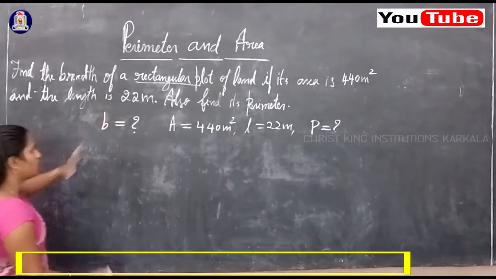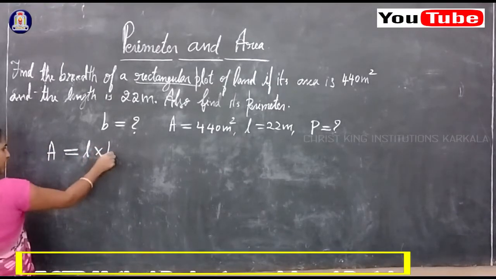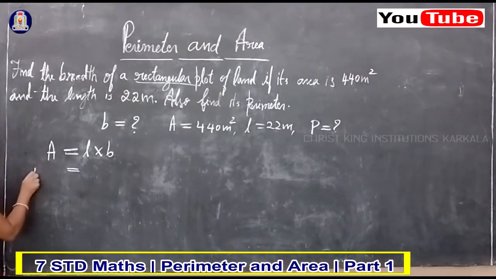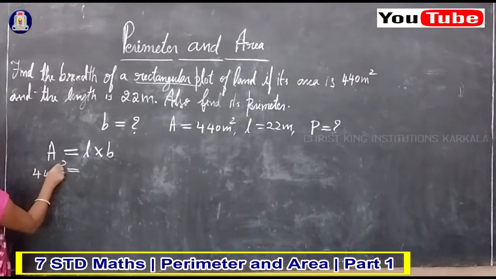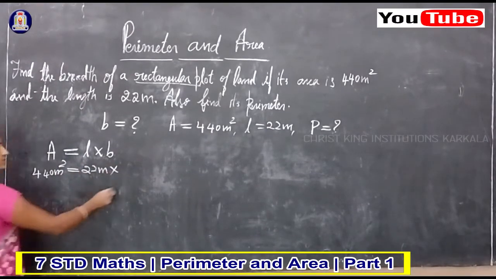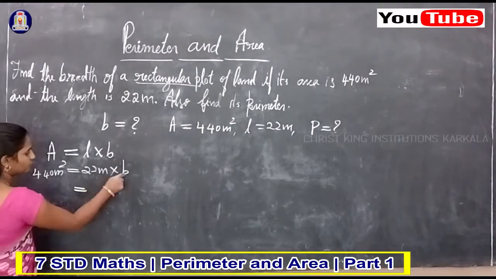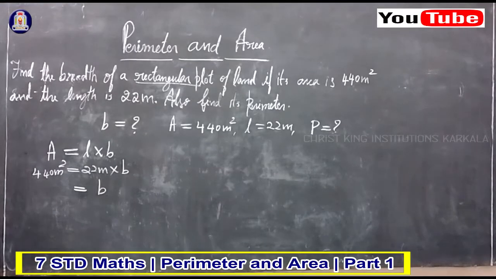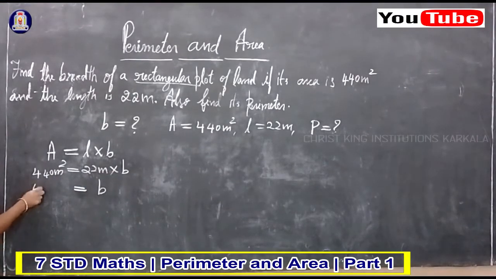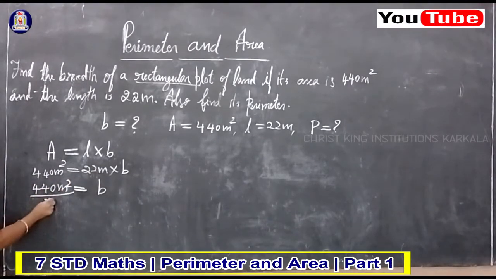Clear? So now you know that area is given, so you have to use the same formula to find the breadth of the rectangle. So now area we know is 440 meters square and length is 22 meter and breadth we don't know, right? So B is written as it is. In this we want to find B, so B will remain in the same place, and 22 is multiplied to B, so it will divide on the other side. Clear? So this is multiplied, so it will divide on the other side.